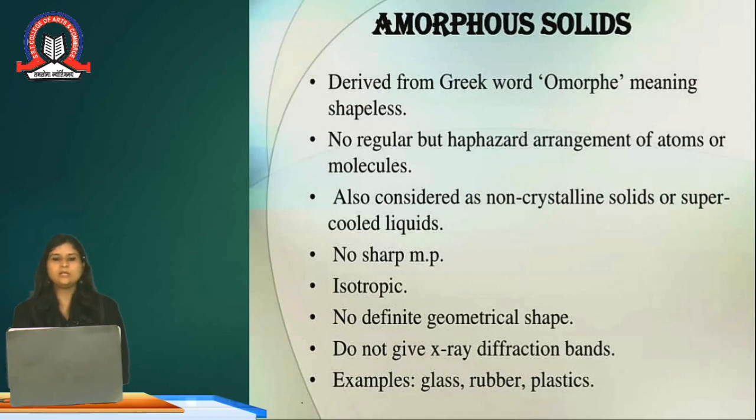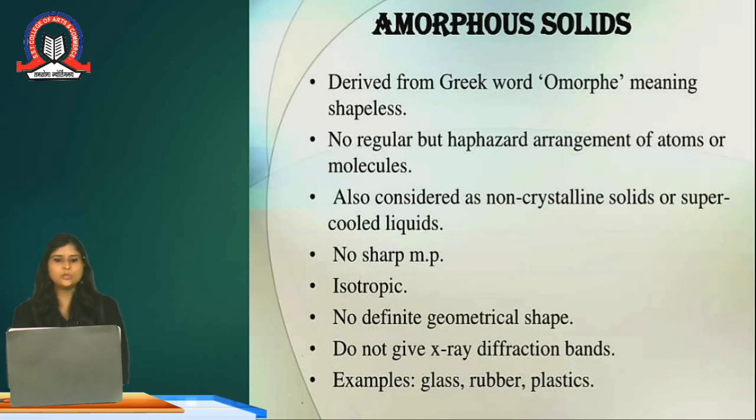No regular but haphazard arrangement of atoms or molecules. It means there is no particular arrangement of the atoms or molecules in this type of solid. As we have seen in the crystalline solid, there was a particular arrangement of molecules and atoms, but in amorphous solid there is no particular arrangement. They are mannerless, they are orderless, there is no arrangement among them.